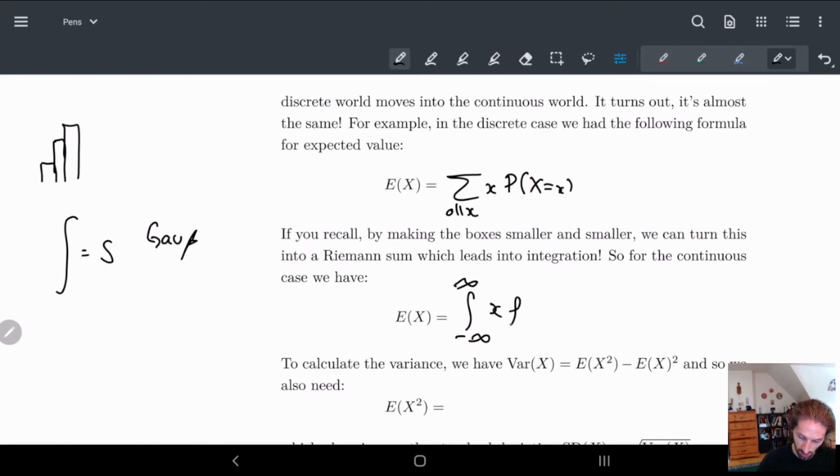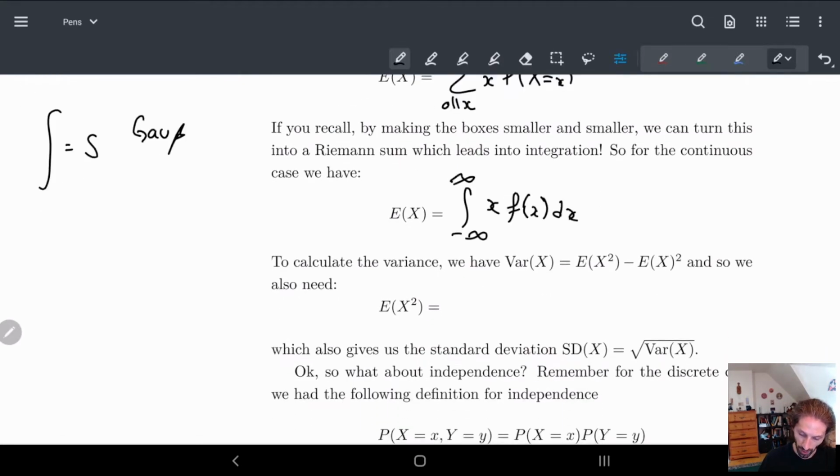And we would just use our same function here as before. So we just do x times f of x dx. Well, okay, what happens when we try to do variance and we have to do x squared? Well, we'll just do the same thing: x squared f of x dx. So it's not too bad. It's the same ideas. It's just that now we're going to have to think of integration rather than summation.